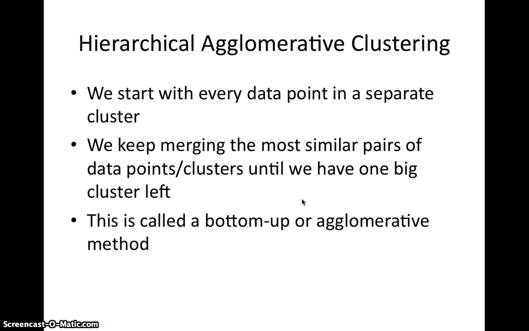What is hierarchical agglomerative clustering? It's a rundown of the process where each data point exists in its own separate cluster, and then we keep merging the most similar pairs of data points or clusters together until we have one big cluster left, which is the root of the tree. This is called a bottom-up or agglomerative method, where at the very bottom you have all the individual data points, and at the very top of the pyramid you have one cluster which all other clusters gradually merge into.